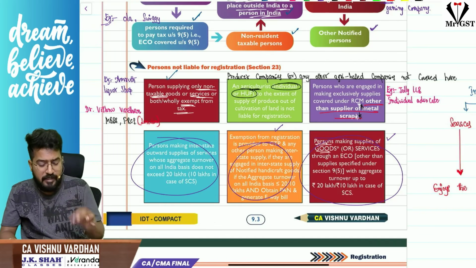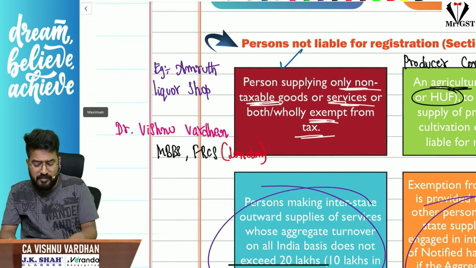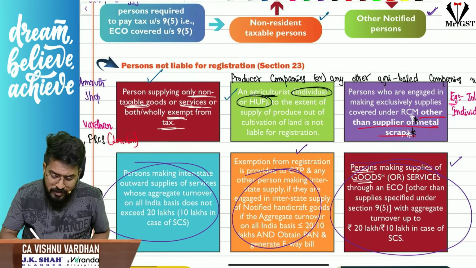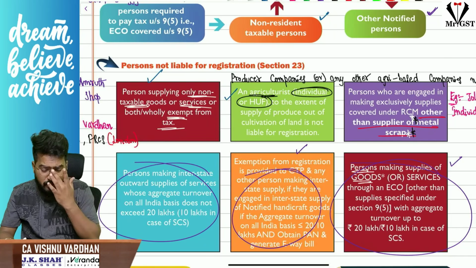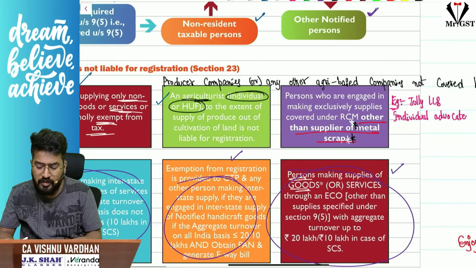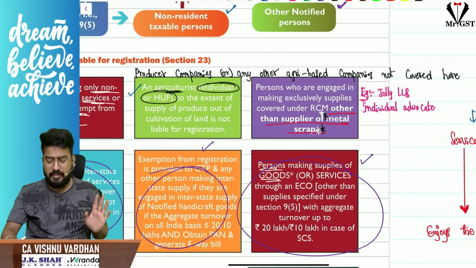For example, I am running a liquor shop, Amrut liquor shop, no need to take GST registration. Or Dr. Vishnuvardhan MBBS FRCS, London return, no need to take GST registration. Any agriculturist who is an individual or HUF, to the extent of produce of cultivating the land, is not liable for registration. That means here we are not talking about producer companies or any agri based companies, sir. They are liable to take registration.